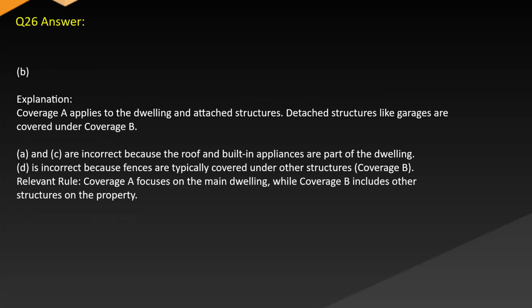Answer: B. Explanation. Coverage A applies to the dwelling and attached structures. Detached structures like garages are covered under Coverage B. A and C are incorrect because the roof and built-in appliances are part of the dwelling. D is incorrect because fences are typically covered under other structures, Coverage B. Relevant rule: Coverage A focuses on the main dwelling, while Coverage B includes other structures on the property.